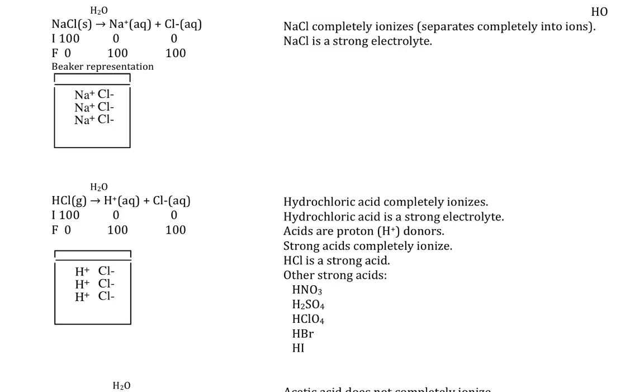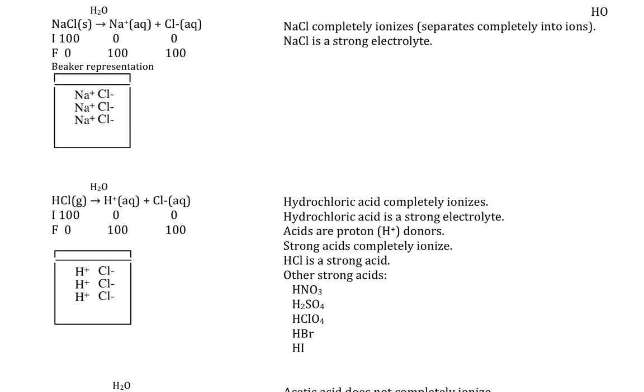Hydrochloric acid, HCl, is a gas at room temperature. When we bubble it into water, we get H+ aqueous plus Cl- aqueous. If we start with 100 HCl molecules, we have no H+ or Cl- initially until we dissolve them in water. After they dissolve, we have no more HCl gas, but we have 100 H+ and 100 Cl-. They completely ionize. So hydrochloric acid completely ionizes. Hydrochloric acid is what we would call a strong electrolyte. It makes for a strong glow.